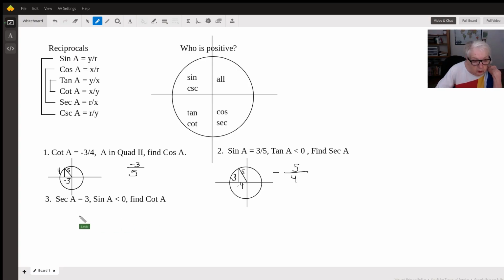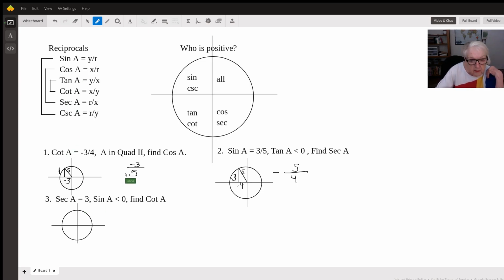All right, let's go to the third one. The third one, we're going to draw a circle. We're going to put an XY axis on it. And this time, it says that the secant is 3. The secant is r over x. Well, it's the reciprocal of the cosine. So if the secant is 3, then the cosine is 3 upside down, 1/3.